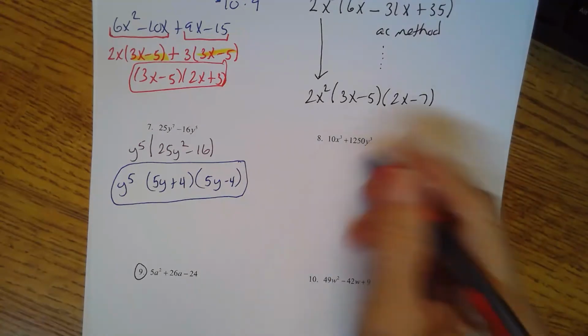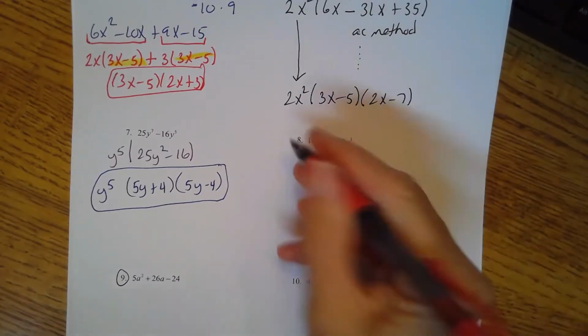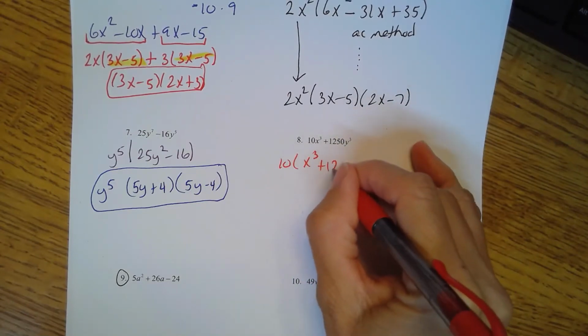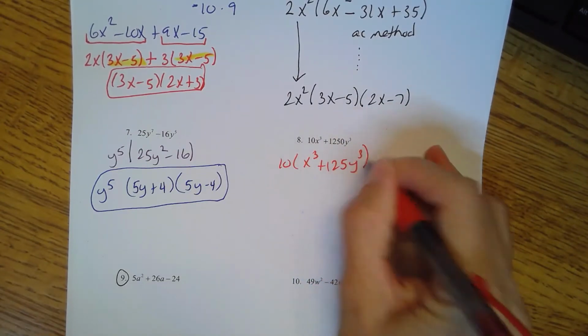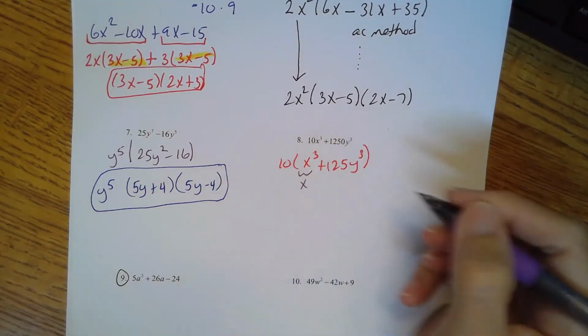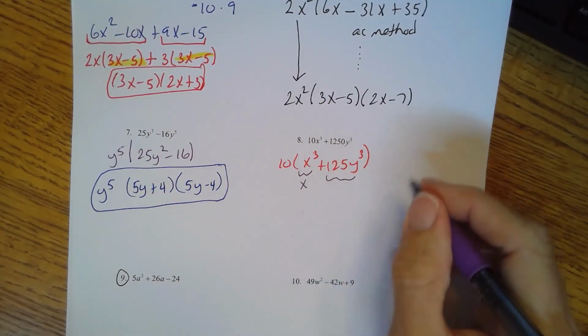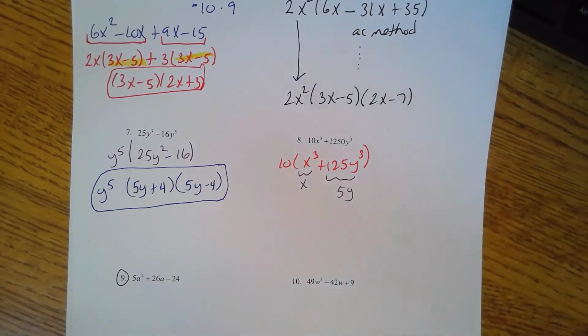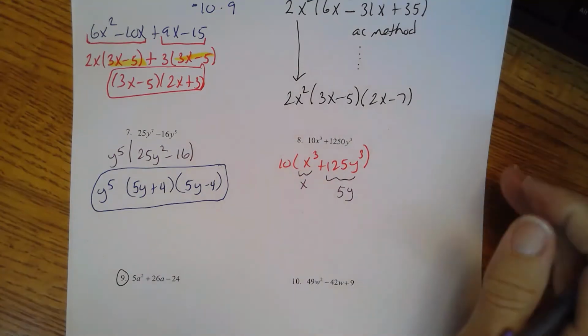So on number 8, we're going to look for a GCF first, and the GCF is a 10, and we're left with x cubed minus 125y cubed. So here we have a sum of cubes. What is being cubed that gives me an x cubed is x. What's being cubed to give me a 125y cubed is a 5y, because 5 times 5 times 5 is a 125, and y times y times y is y cubed.